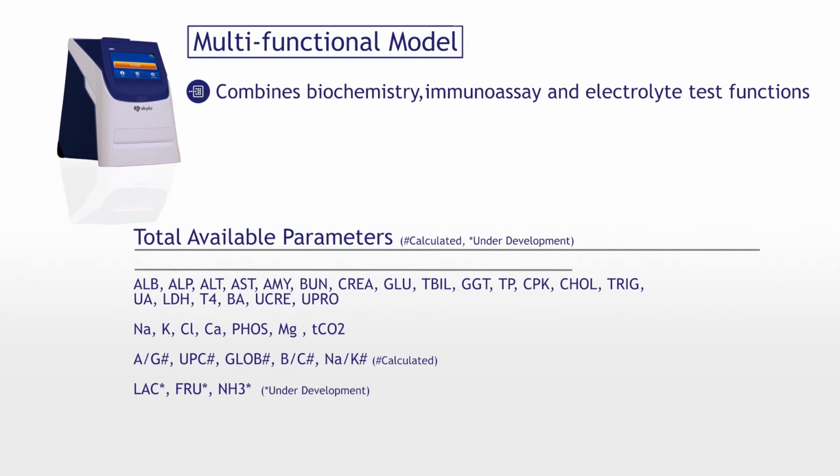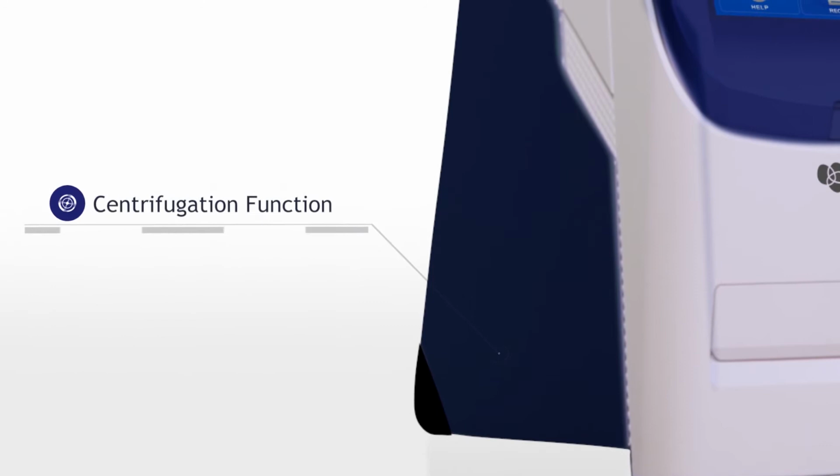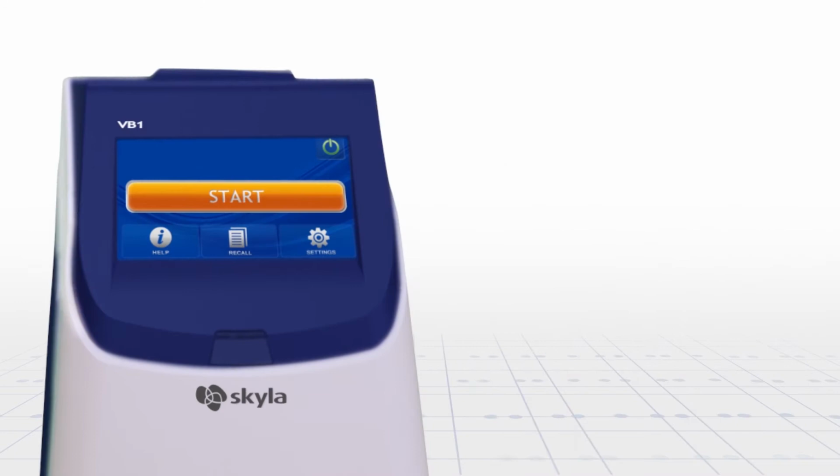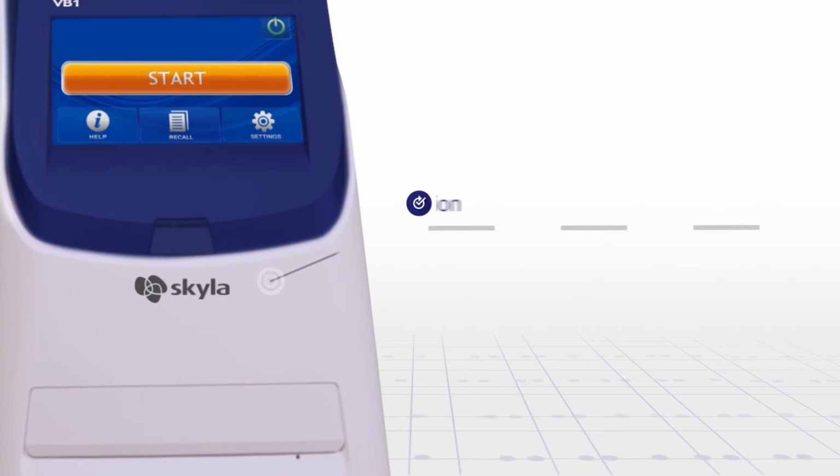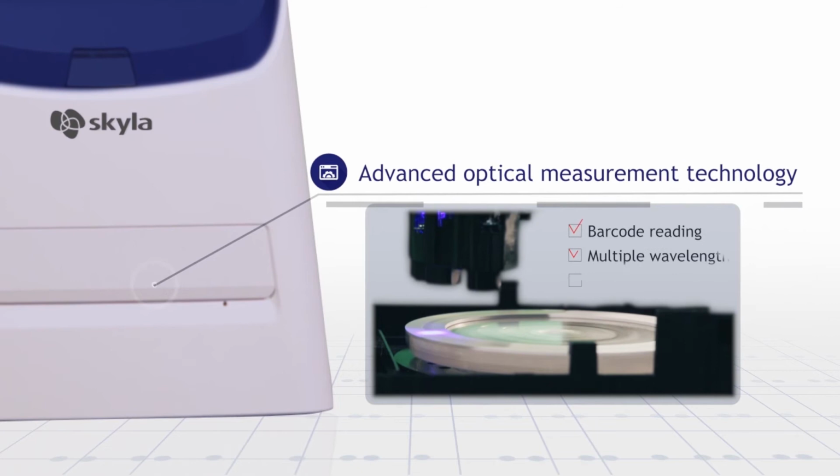Skyla VB1's built-in centrifuge function enables the testing of whole blood samples without pre-treatment. User-friendly interface design provides high-quality medical services. Internal interference alert function ensures reliable results. Advanced optical measurement technology assures internal quality control by barcode reading, multiple wavelengths measurement, and quantitative analysis of the results.